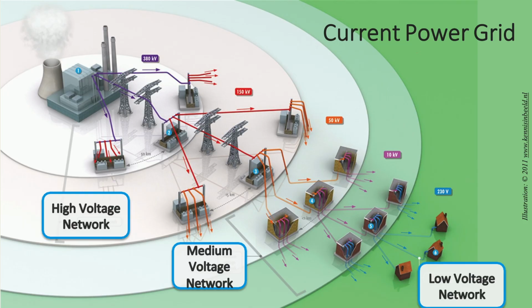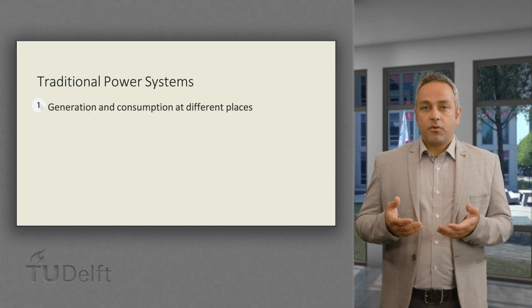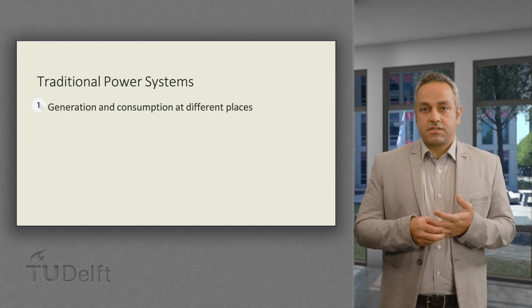Let's have a closer look at the diagram. Notice the direction of the power, denoted by the arrows. As you can see, there is a unidirectional power flow, which means the generation occurs only at the generation side of the power system and consumption only at the distribution side. This is one important characteristic of traditional power systems.